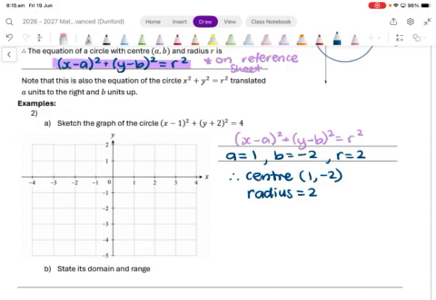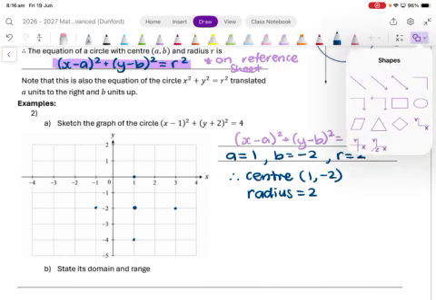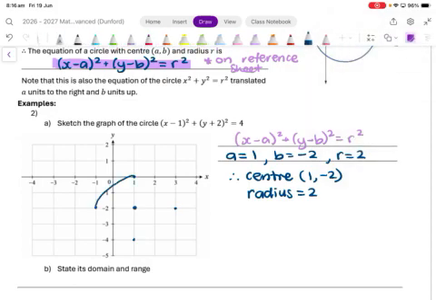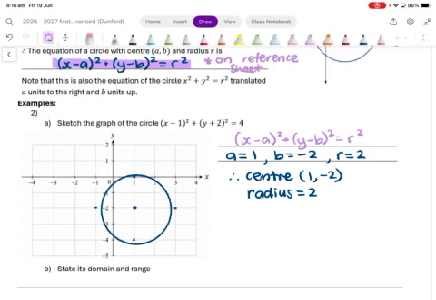So how we sketch this circle is we put a point at our centre, so (1, minus 2). Then from that point, we go directly up 2, put a dot, directly east 2, put a dot, directly south 2, put a dot, directly west 2, put a dot. That's where our radius is if we go around 90 degrees. From there, we can sketch our circle, going through all those points.